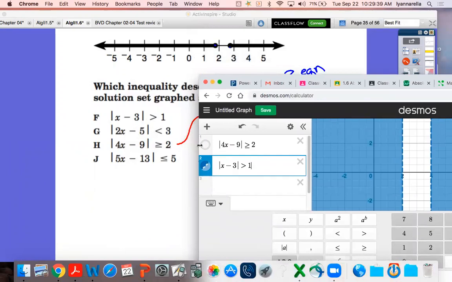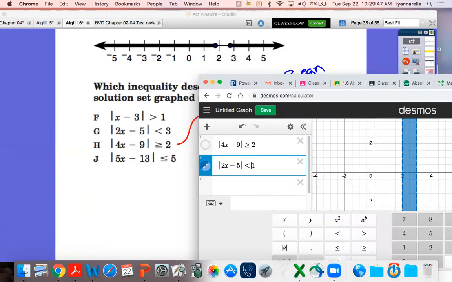Then let me try 2x minus 5 is less than 3. So I'm going to say 2x minus 5, and turn this around to less than 3. And that's not right because that shows all my answers between some number around 1 to 4. And that doesn't go between 1 and 4. It actually goes away from 1 and 4.